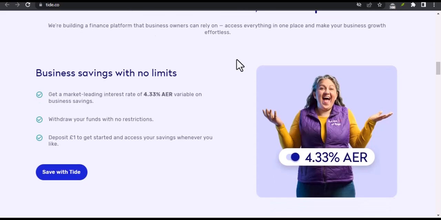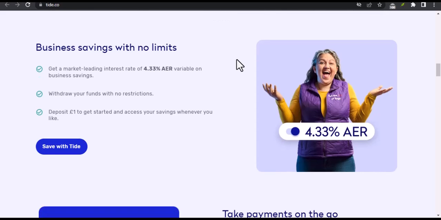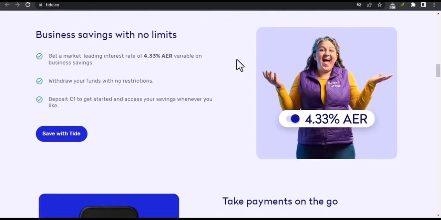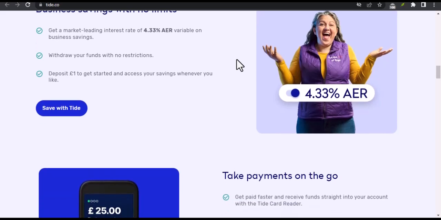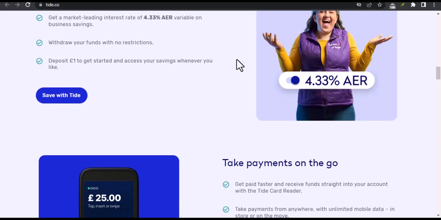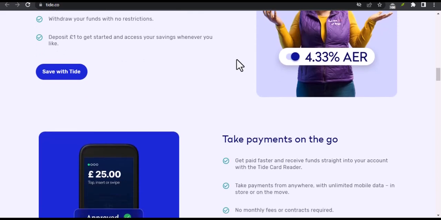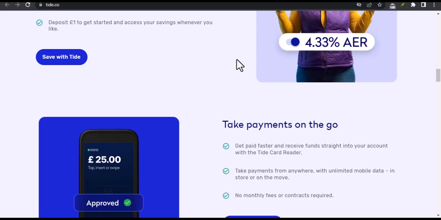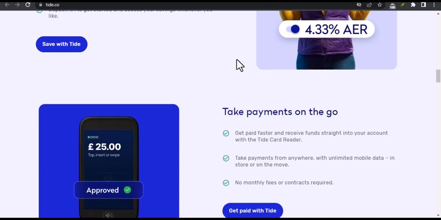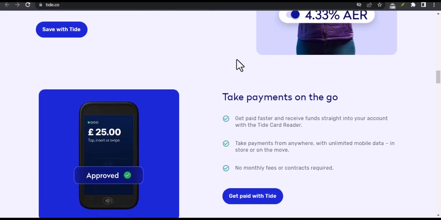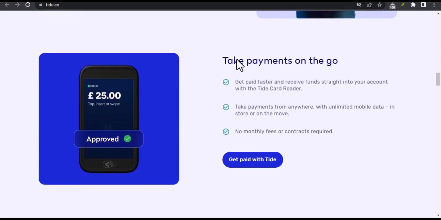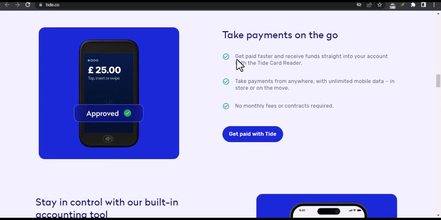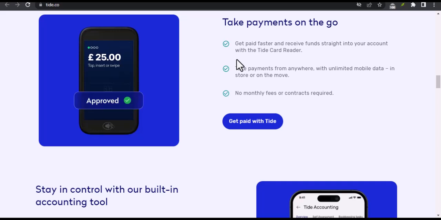While Tide is a banking app, it provides the foundational data for a simple P&L. By filtering your categorized income and expenses over a specific period, like a month or a quarter, you can manually calculate your basic profitability. Gross profit equals total income minus total cost of sales. Net profit equals gross profit minus operating expenses.